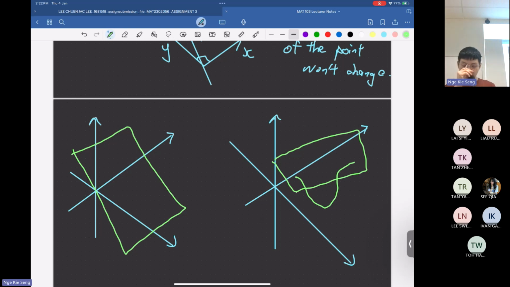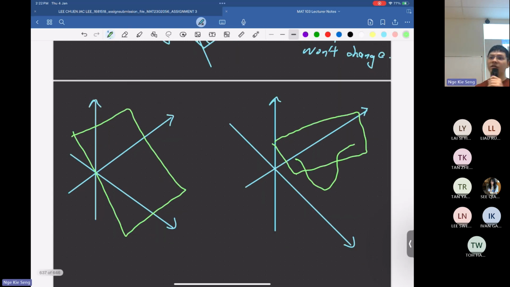So the problem now is how to detect the height change. How we detect it is we make a linear approximation. If you do revision, you will see linear approximation. What is linear approximation?